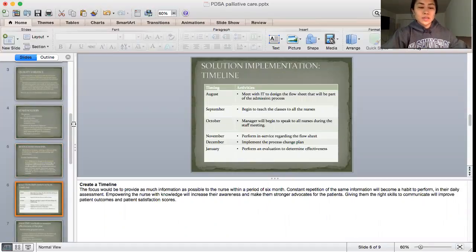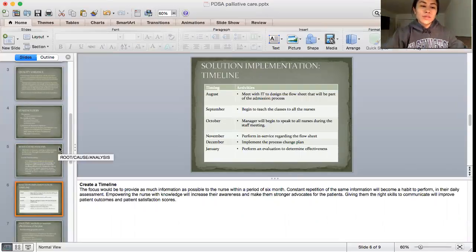The plan is to provide more education to nurses, using a flow sheet to identify palliative care patients upon admission. Next would be providing classes to nurses and physicians about palliative care. In order to continue carrying out this plan, managers will have to be involved and meetings will have to be carried out to determine the effectiveness of the plan.